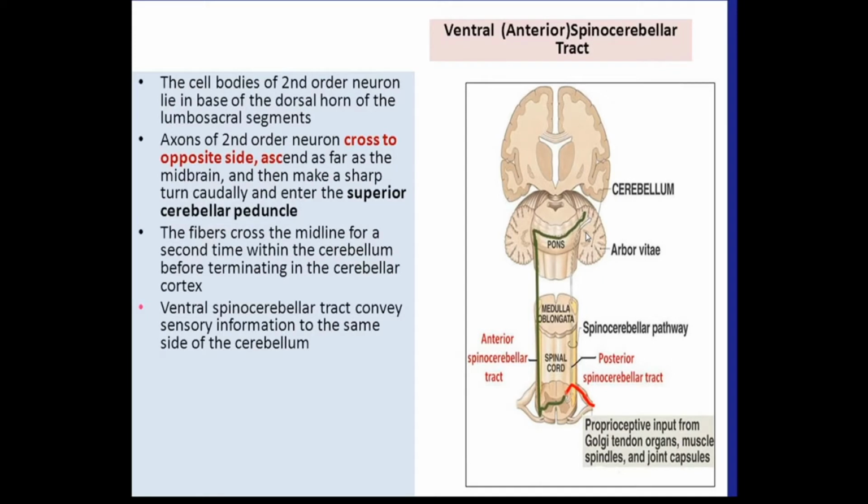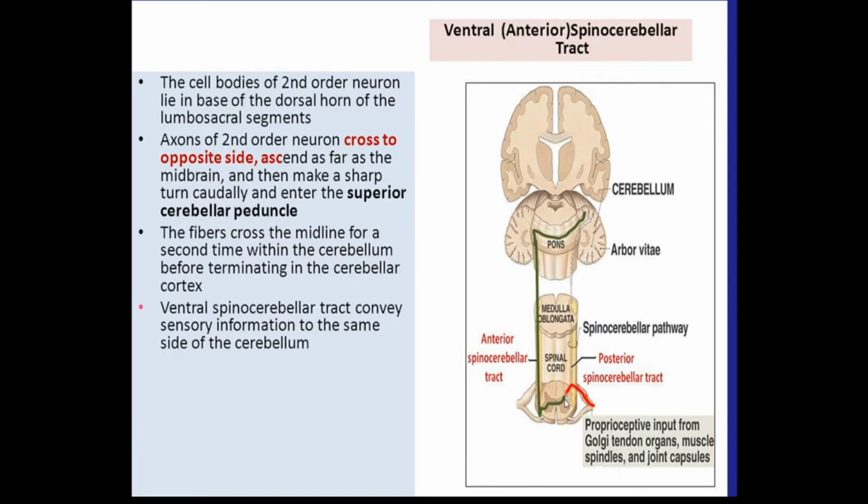The second ascending spinocerebellar tract, the ventral or anterior or Gowers' tract. Do you remember, first order neurons always lie here in the spinal ganglion. Then this tract enters the spinal cord, gray matter, posterior horn, and cell bodies of the second neurons lie in the base of the dorsal horn of the lumbosacral segments here.